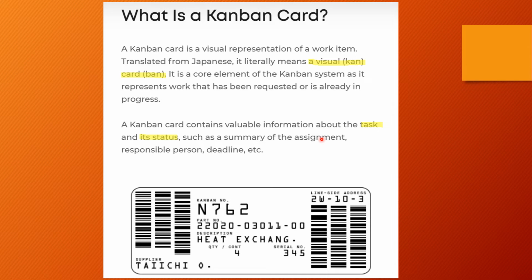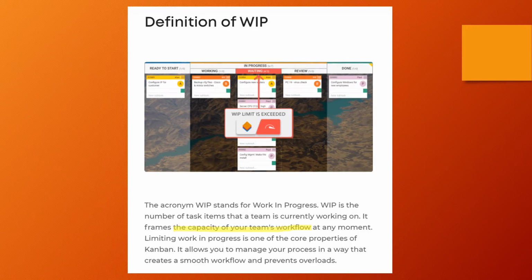In our case, in a software scenario or an agile method, it's a user story and its status. This particular card will contain a summary of the assignment, the responsible person, the deadline, etc. The definition of WIP: the acronym WIP stands for work in progress. WIP is the number of task items that a team is currently working on. It frames the capacity of your team's workflow.